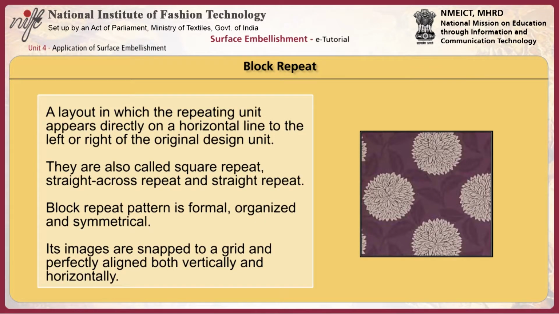The common types of patterns used are block repeat and brick variations. A block repeat is a layout in which the repeating unit appears directly on a horizontal line to the left or right of the original design unit. They are also called square repeat, straight across repeat and straight repeat. Block repeat pattern is formal, organized and symmetrical. Images are snapped to a grid and perfectly aligned both vertically and horizontally.